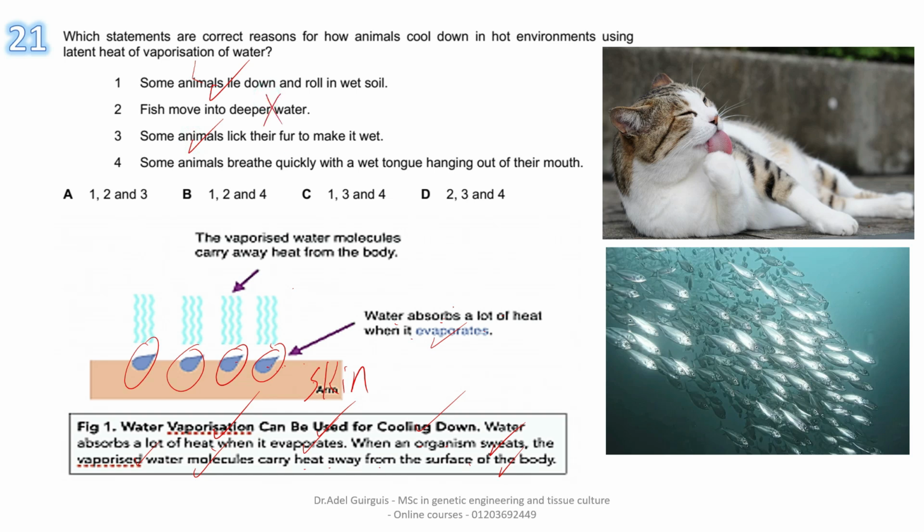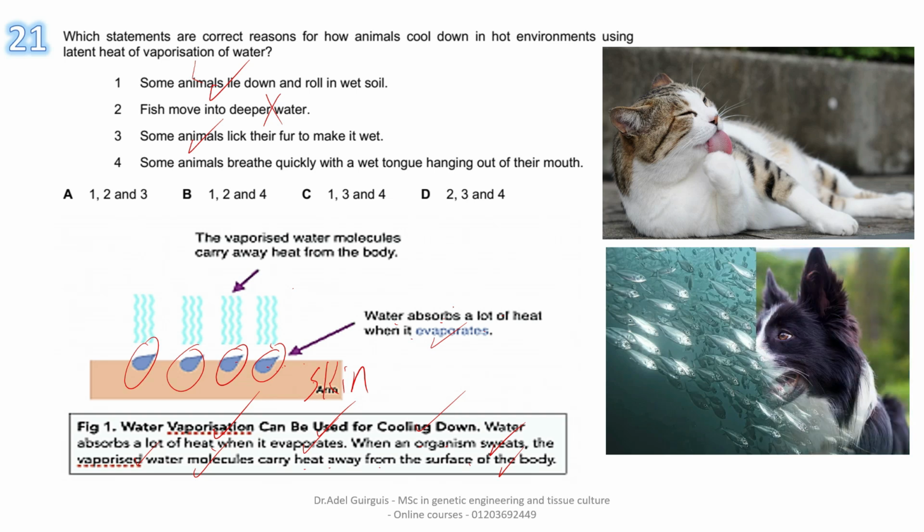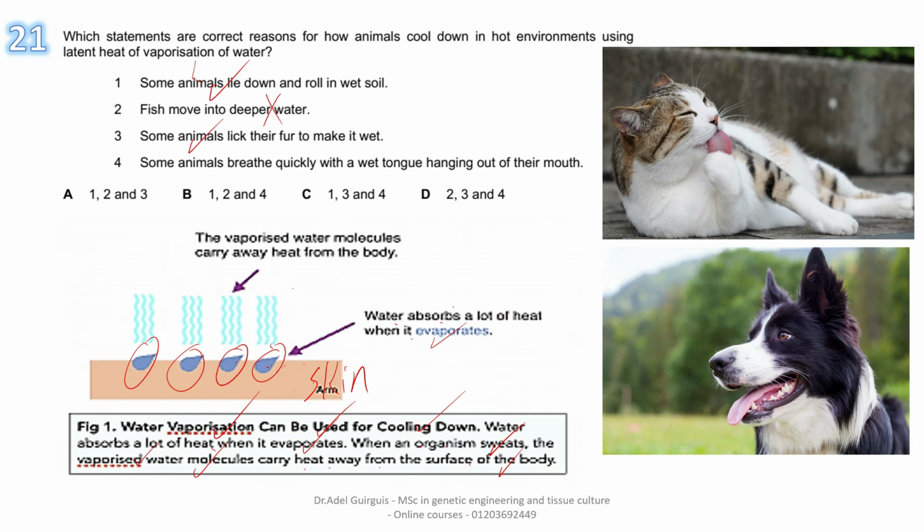The last step, some animals breathe quickly with wet tongue hanging out of their mouth, like this pretty dog. Look, during panting, during running, it breathes quickly with wet tongue hanging out to cool down its body temperature. Otherwise, the brain may be damaged and may lead to death if it stops hanging out its tongue. So 1, 3, and 4. Okay, so the answer is 1, 3, and 4.